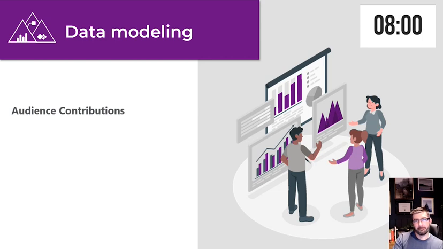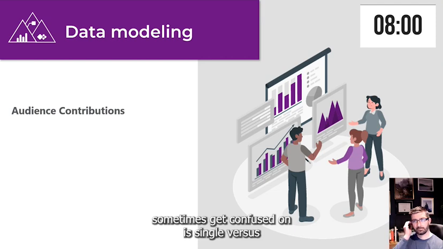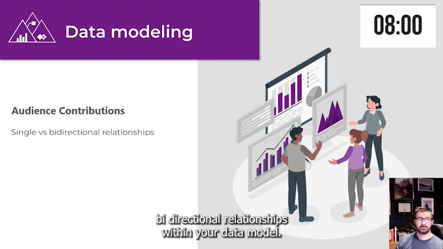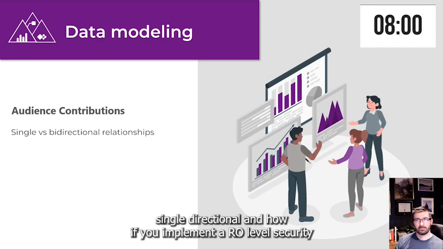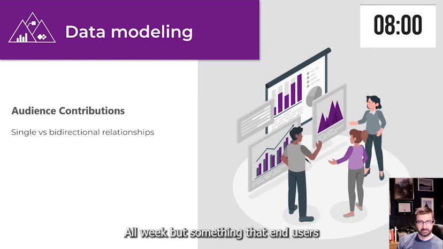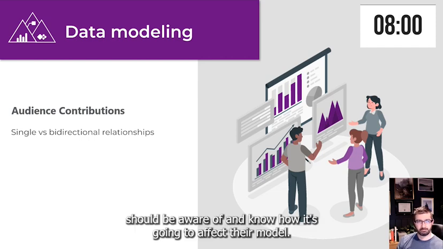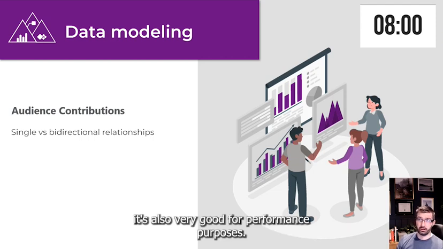Doreen, go for it. I think something that's really important, and beginners of Power BI sometimes get confused on, is single versus bi-directional relationships within your data model. Really trying to utilize single directional, and if you implement row level security, having a bi-directional relationship will impact your row level security. I 100% agree. It's a small tweak, but something end users should be aware of and know how it's going to affect their model. Yeah, making single directional relationships is also very good for performance purposes.